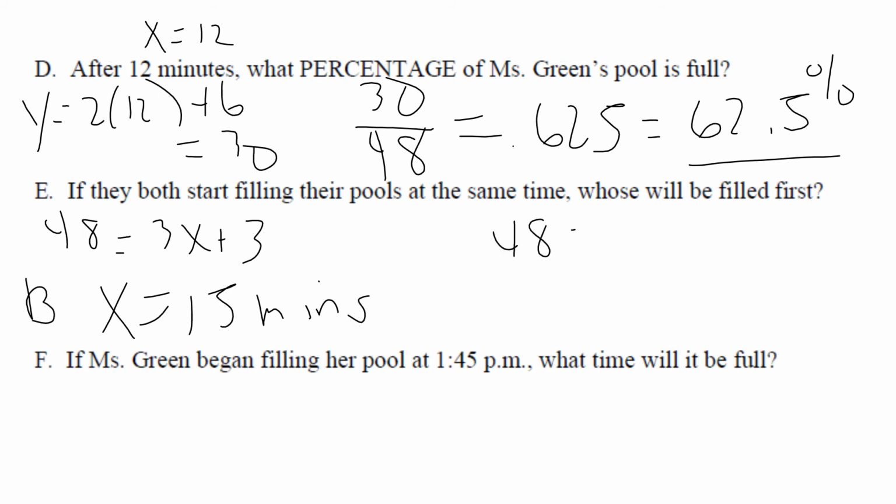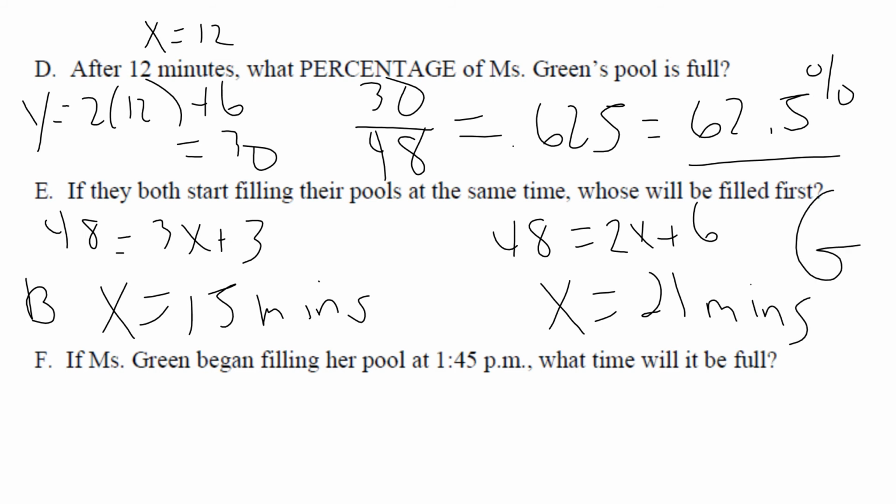Mrs. Green's pool: 48 equals 2x plus 6. Subtract the 6. 42 divided by 2 is 21 minutes, and that's G for Green. So whose pool is going to be filled first? Mr. Brady's. It only takes him 15 minutes. If Mrs. Green begins filling her pool at 1:45, what time will it be full? It takes her 21 minutes, so if she starts at 1:45, her pool is going to be filled at 2:06 p.m.